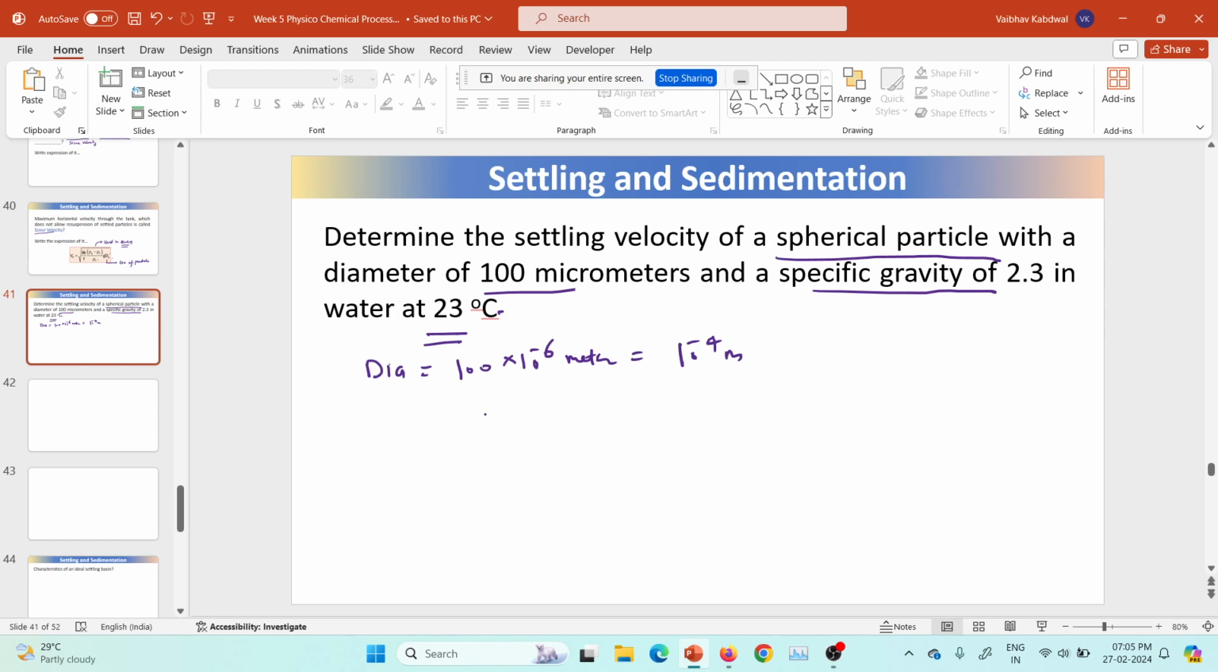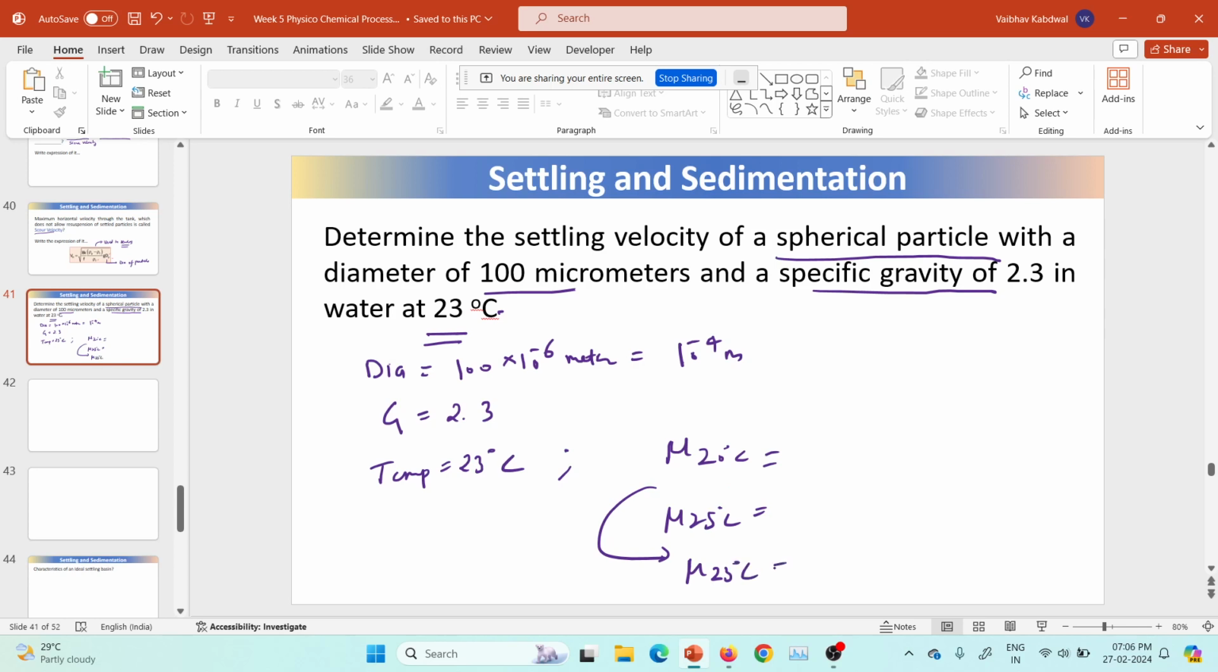And then what else is given? Specific gravity is given, G is 2.3. What else do we need? Temperature is given, 23 degrees Celsius. So from the book, what will we find out? We'll find out mu, the dynamic viscosity, at 20 degrees Celsius and mu at 25 degrees Celsius. Then we'll interpolate and we'll calculate the mu for 23 degrees Celsius.